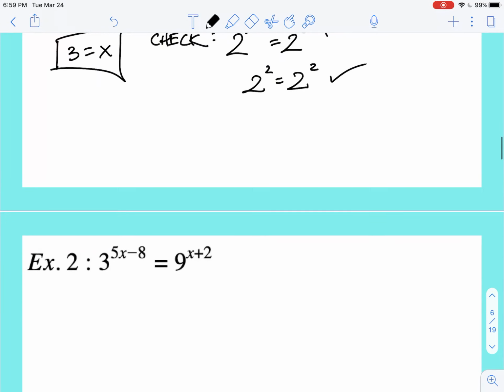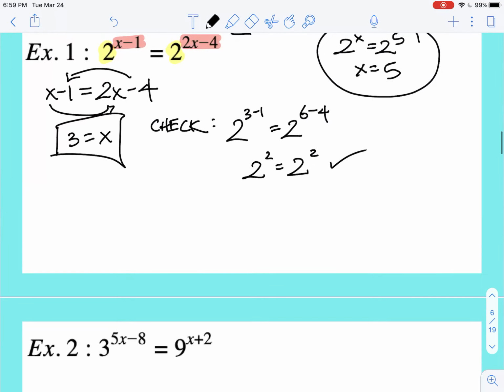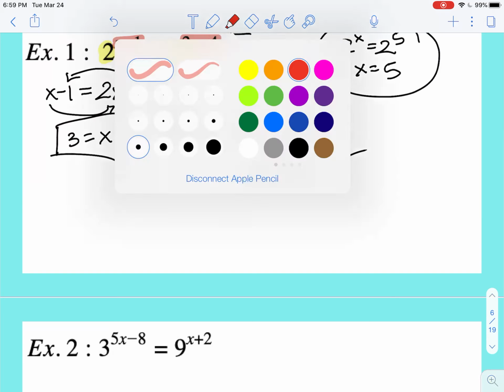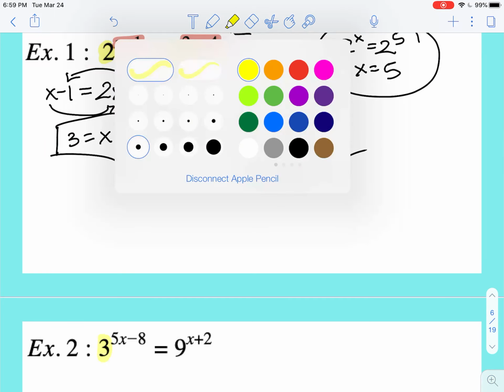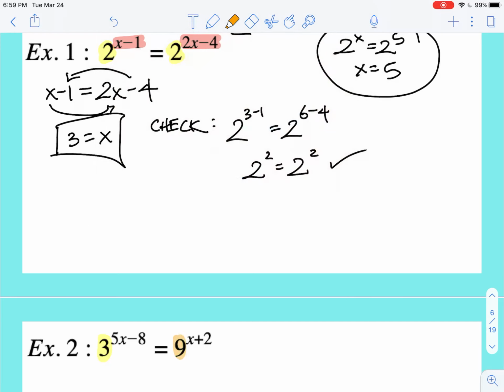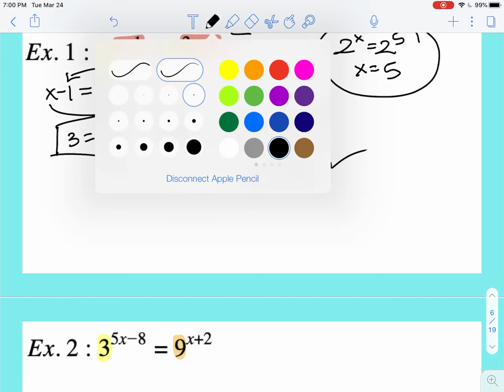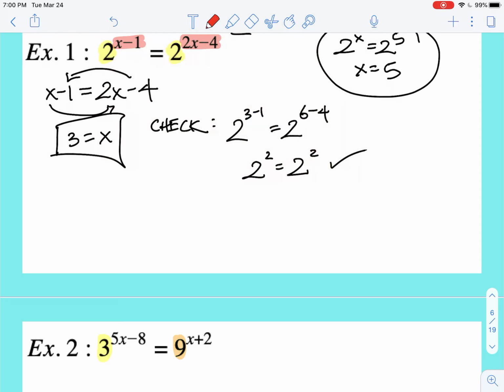All right, so let's take a look at example 2. Now, unlike example 1, I notice that I have different bases. One is the 3, but the other base is a little different. It's not a 3, it's a 9. And so I can't just write 5x minus 8 equals x plus 2. Let me write that in red because I can't do that. So 5x minus 8 is not equal to x plus 2, and that's because the bases are not the same.